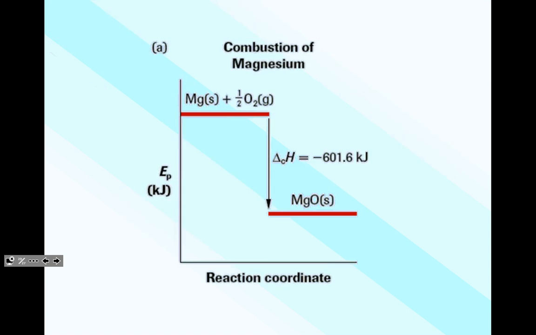And this is what you should have got. You have your reactants, your products, and you have a step down. For a combustion of magnesium, that's your title. You have your EP, potential energy in kilojoules, and we just write reaction coordinate on the bottom.